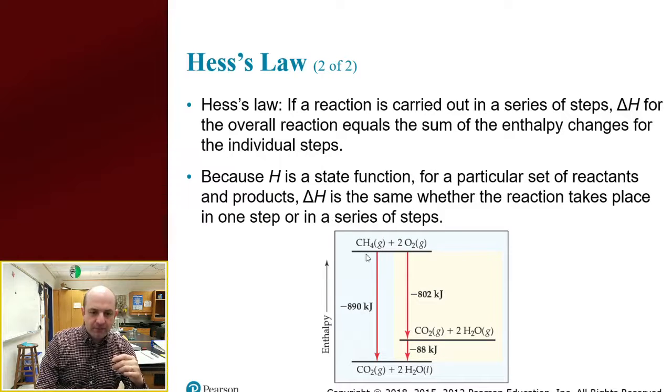So for example, if we start with methane plus oxygen and we're burning them, if it goes directly to carbon dioxide gas and liquid water, it'll be a negative 890 kilojoule change. But if first it goes to carbon dioxide gas and water vapor, well, that's only going to be negative 802. But then if that water vapor condenses, that'll get us another negative 88. And then, okay, negative 802, negative 88, hey, that's the same negative 890. So it doesn't matter if it was one step or two steps or three or four or five. As long as you start in the same place and end in the same place, the overall change is going to be the same. That's what Hess's Law tells us.